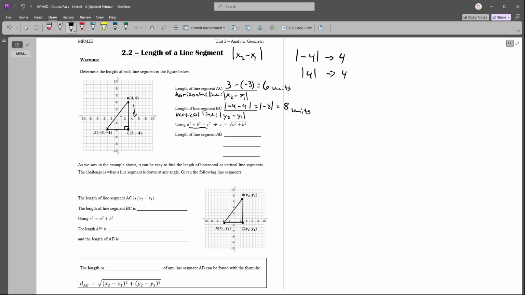Now, we know when we label our triangle, C is always the hypotenuse, and then A and B could be either side, right? It doesn't really matter which one is which. So let's just kind of play with this generically for a second.